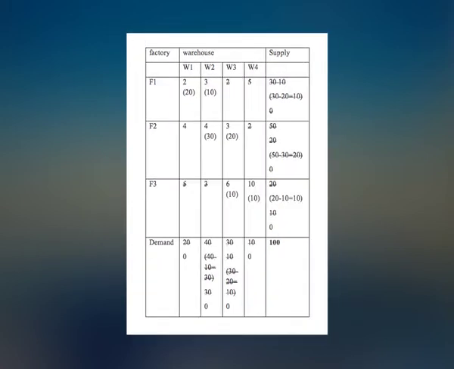In the seventh step, we will again find the northwest corner. The cell corresponding to F3 W4 is the northwest corner now. After comparing demand and supply value, we will assign 10 units of demand to this cell and cancel the demand column. The demand and supply are equal here. So, both demand and supply corresponding to this cell will be 0.